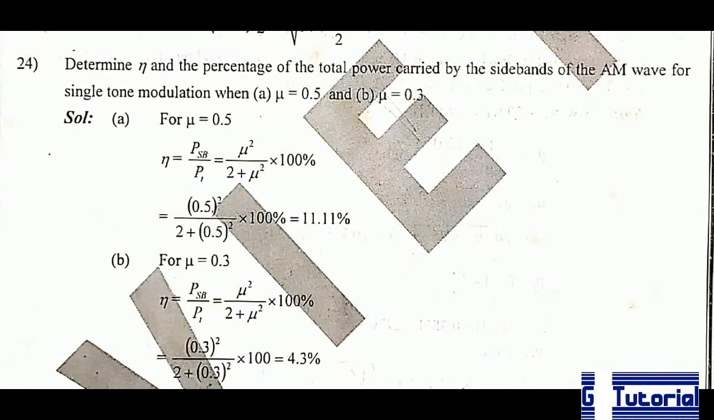It is 11.11%. Similarly, when mu is 0.3, the value of eta is 0.3 square by 2 plus 0.3 square into 100, which is 4.3%. This is a direct substitution type problem. You should know the value of eta. Eta is mu square by 2 plus mu square, modulation efficiency, into 100.